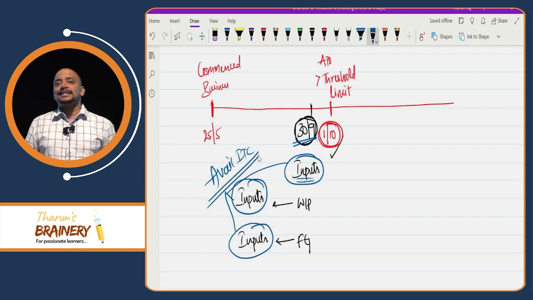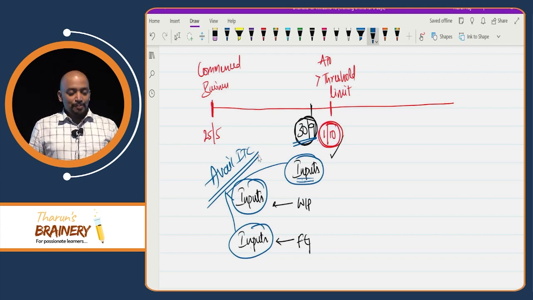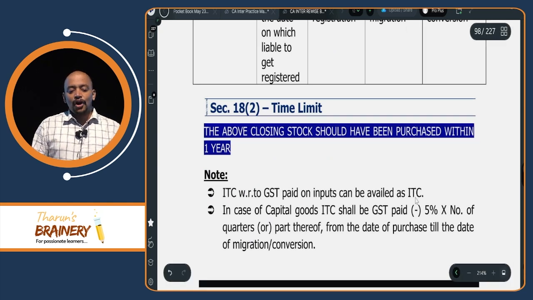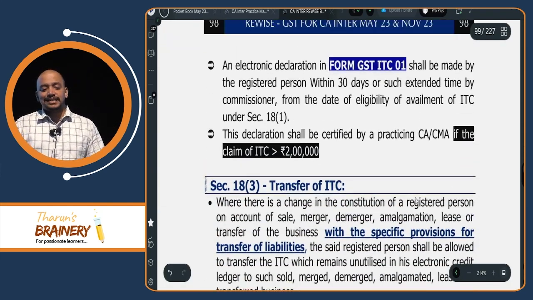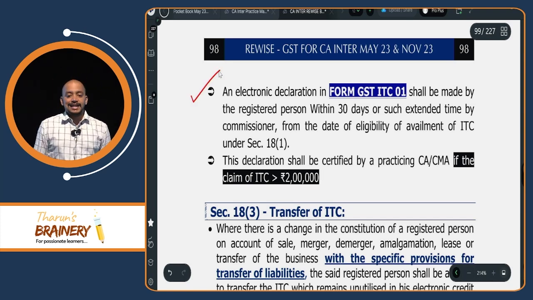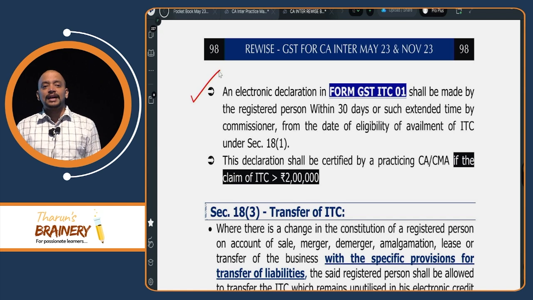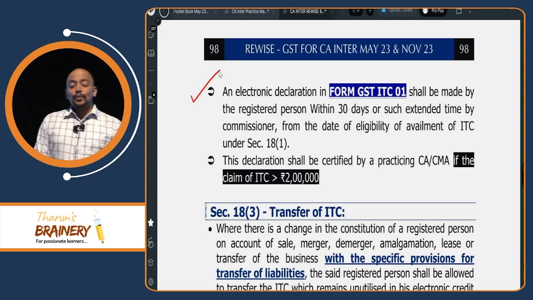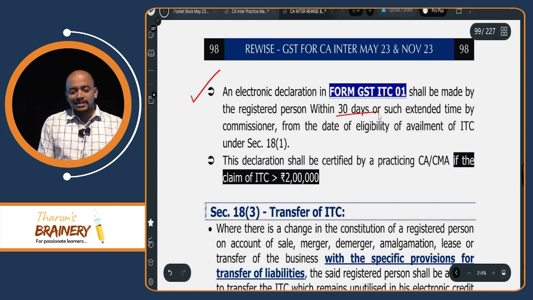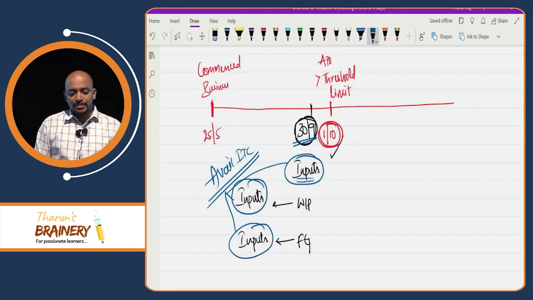Generally, we will avail ITC in which statement? GSTR 3B. But this ITC, we will not avail in 3B. For that, we need to file one separate form, that is Form GST ITC 1. We need to avail this ITC by filing ITC 1. A separate form is there. That form we need to file. What is the time limit within which we need to file? Within 30 days or such extended time by the commissioner.